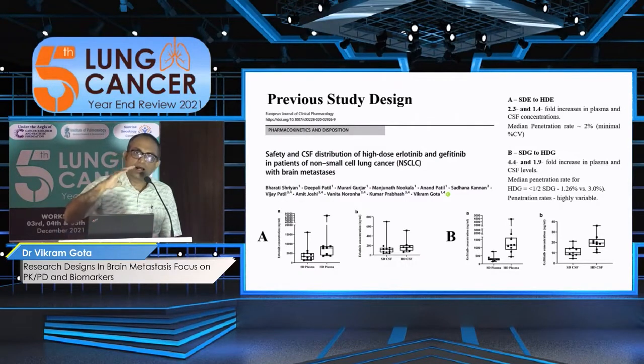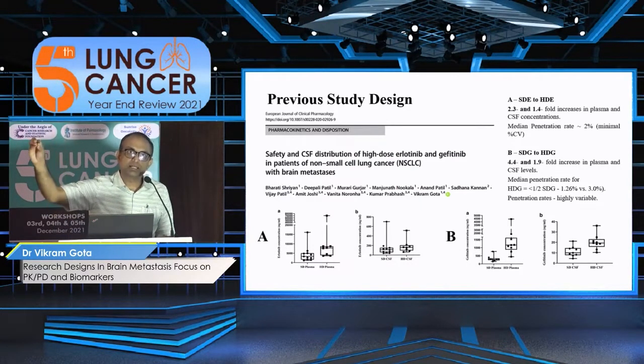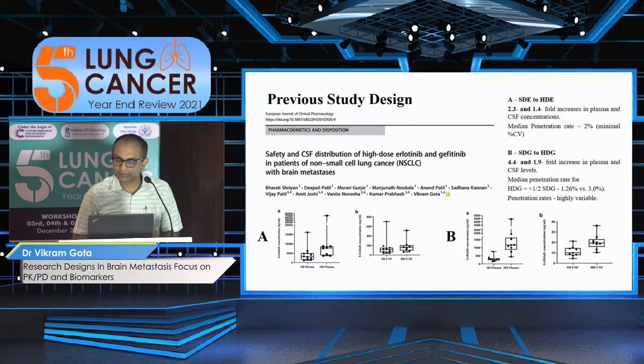And we repeated the same thing once we switched the patient from a standard dose to a high dose on day 8, and allowed 7 more days. On the 7th day of the high dose, we once again took paired plasma and CSF samples 4 hours after the 7th day dose.